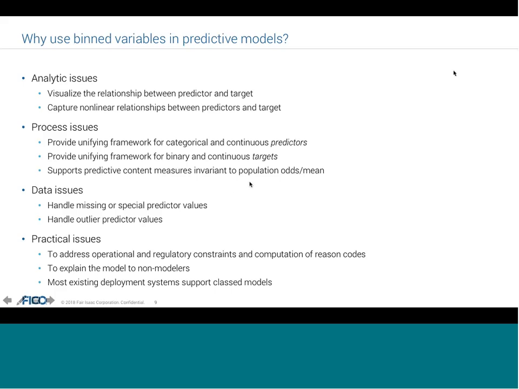And what's very important is we use measures that come out of this process that are invariant to the population odds if we're working with a binary target, and invariant to the population mean if we're using a continuous target. It really elegantly handles some data issues like missing or special predictor values, as well as how to handle outlier predictor values.